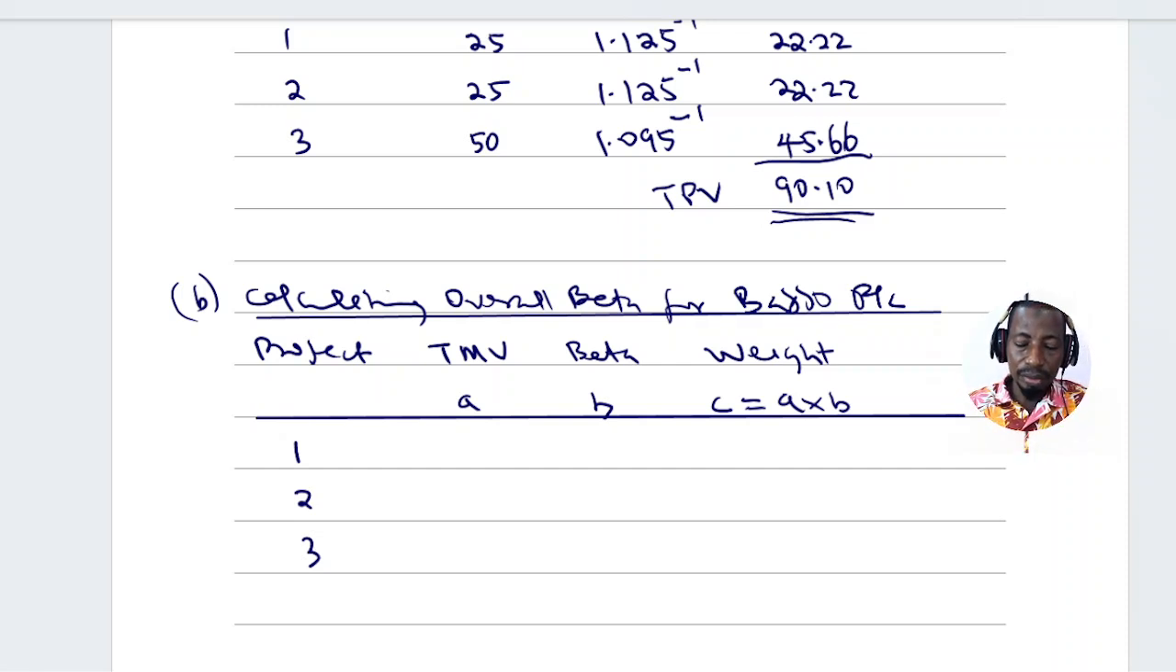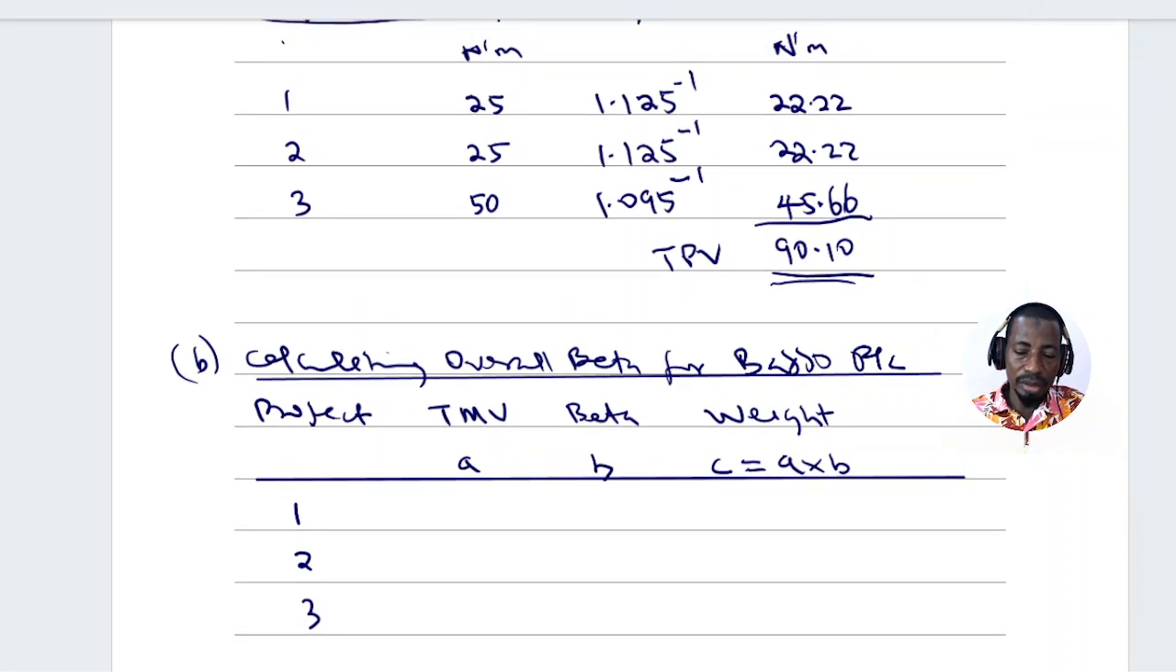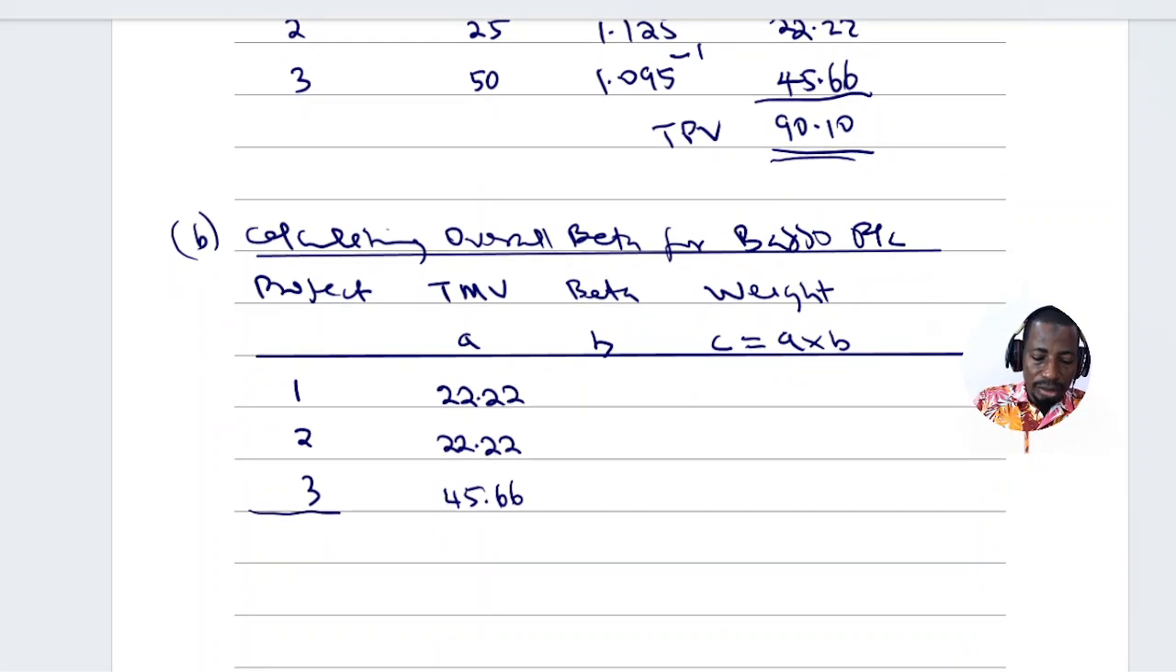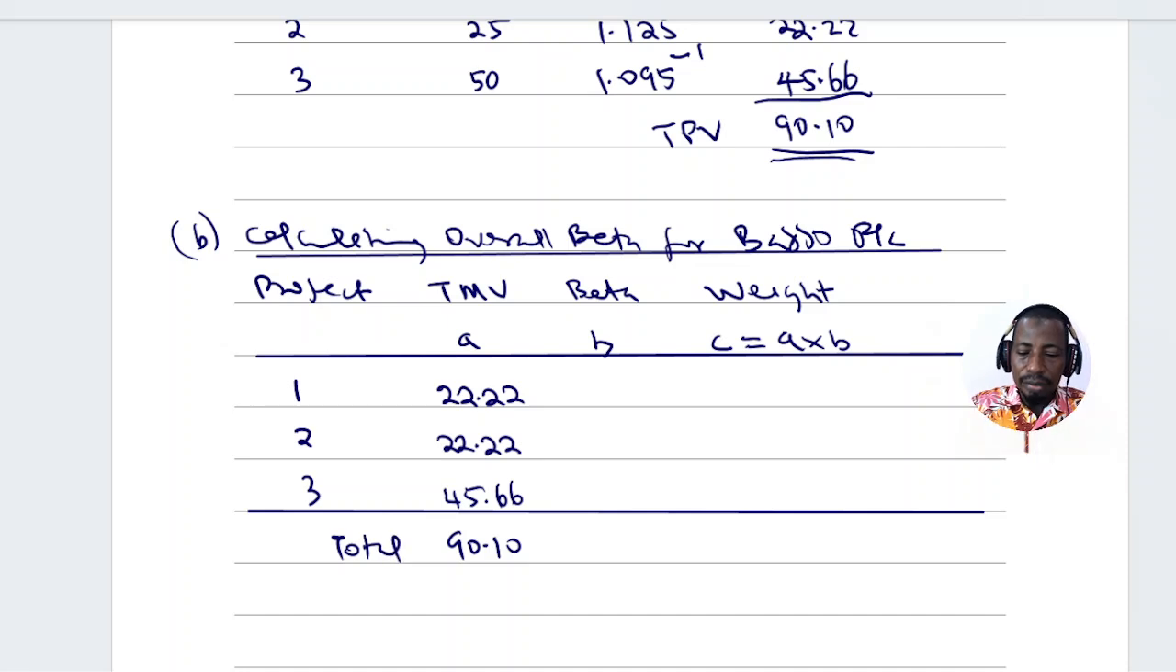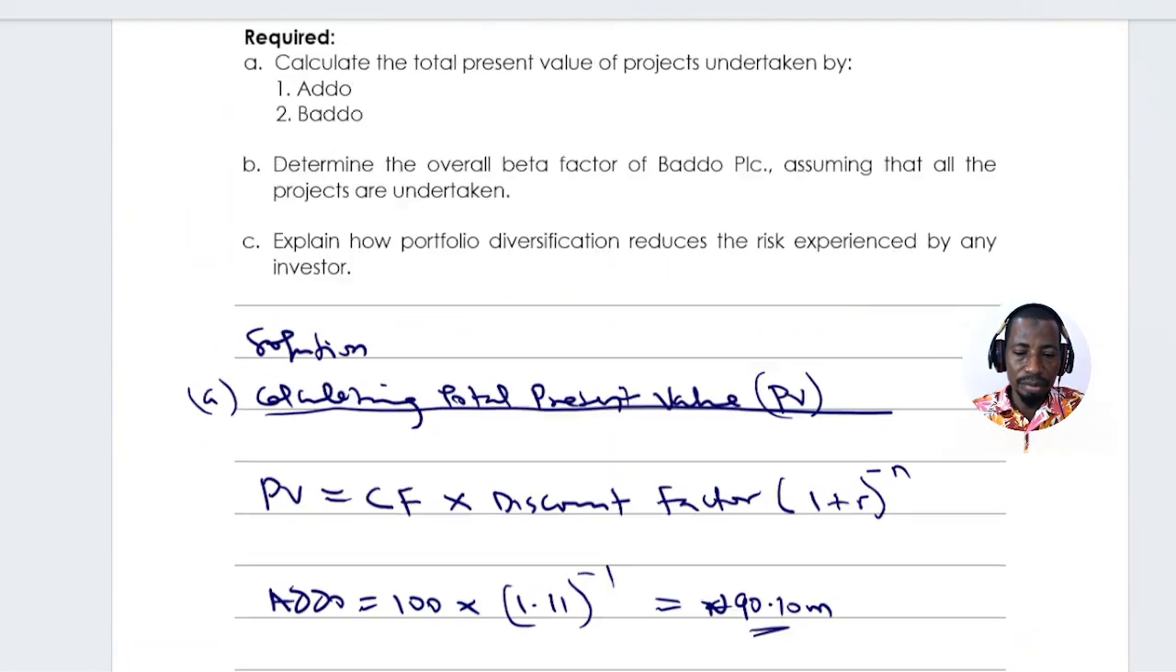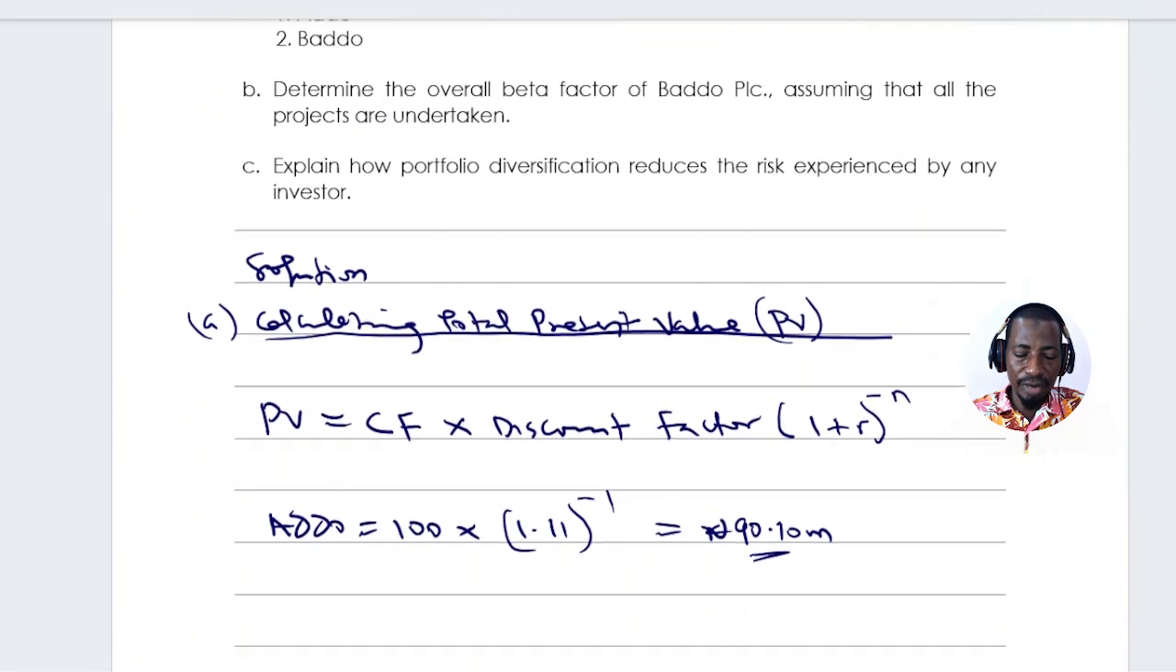The total market value of project 1 is 22.22, then 22.22, then 45.66. That gave us 90.10. That's the total. Then the beta value of project 1 is 1.5. Let me confirm. Yeah, 1.5, 1.5, then 0.9.